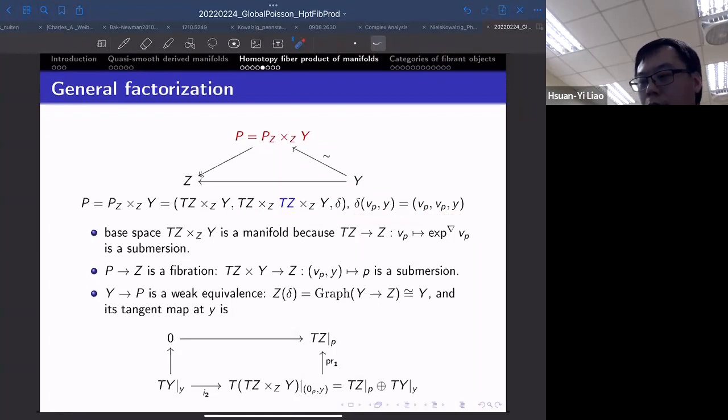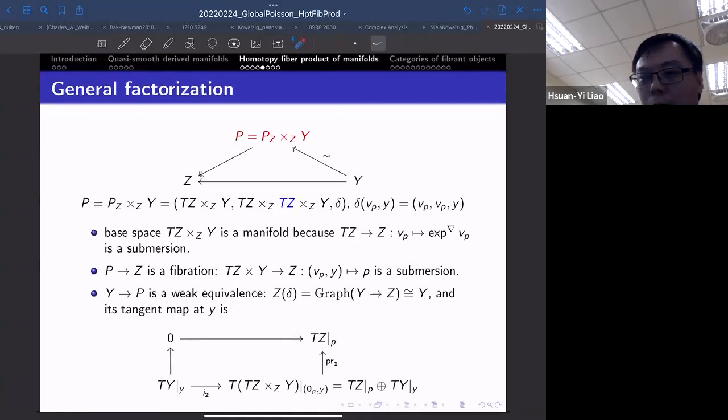So I say yes, I already said that. The base manifold is a manifold because in the construction of PZ, the map from TZ to Z is an exponential map. There are two maps: one is the natural projection, and the second one is the exponential map. Both of them are submersions. I just use one of them to do this fiber product. So it is a submersion, so the fiber product is a manifold.